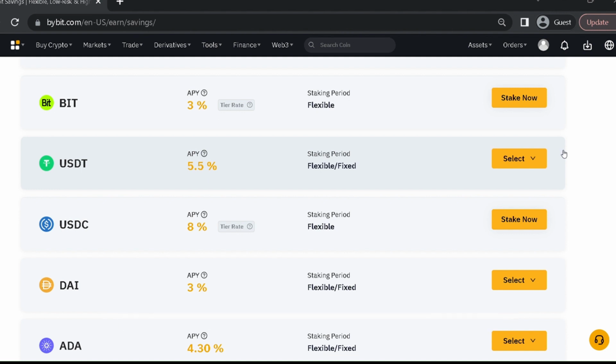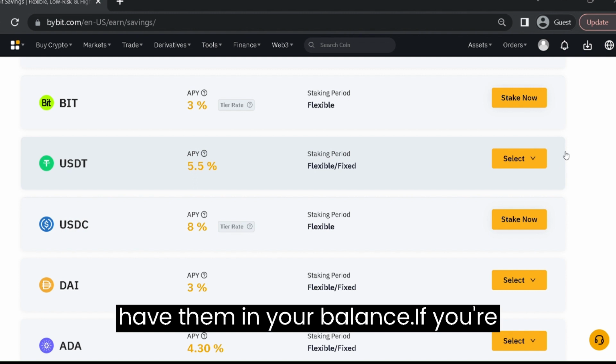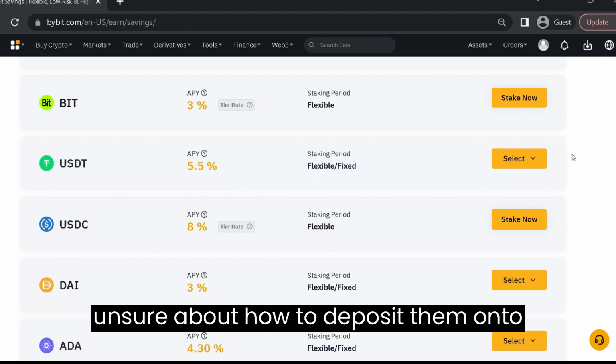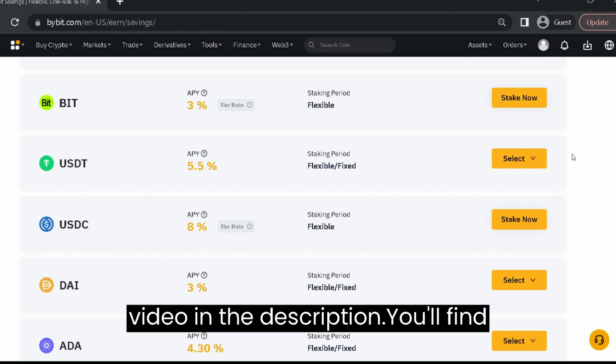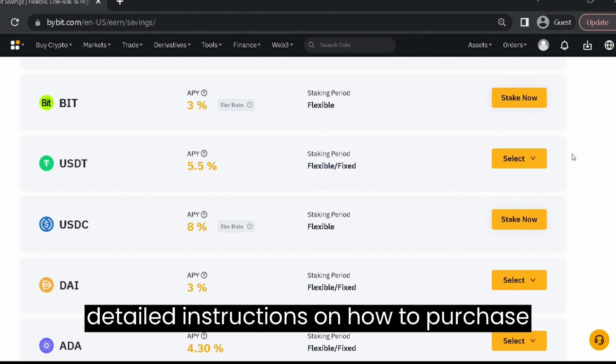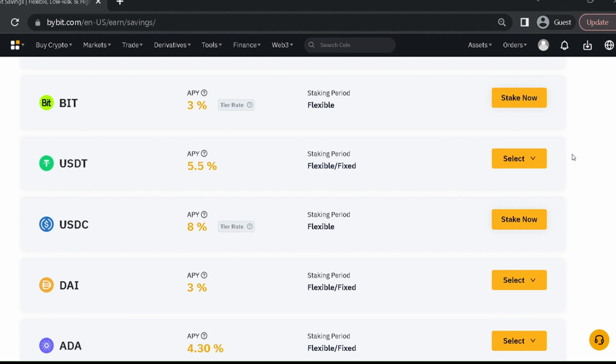immediately. To stake stablecoins, you must first have them in your balance. If you're unsure about how to deposit them onto the exchange, feel free to check out my video in the description. You'll find detailed instructions on how to purchase stablecoins through P2P trading.